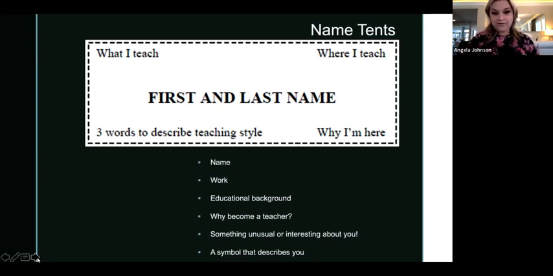Now, I know I asked you to take notes. I would like you to write down some of those things for me from this name tent, okay? Why you became a teacher, something unusual about you, to share during the discussion post, okay? Something unusual, maybe your symbol, like maybe I would share the Brazilian flag as my symbol with you, right? That might be a good one. So then I can talk about Brazil, about my language, about where I'm from, about my values, okay? So think about that and maybe add those things to your Padlet.